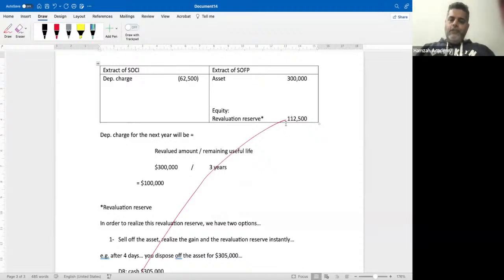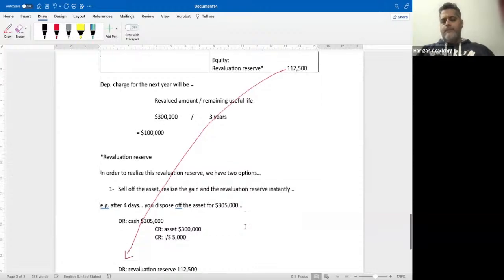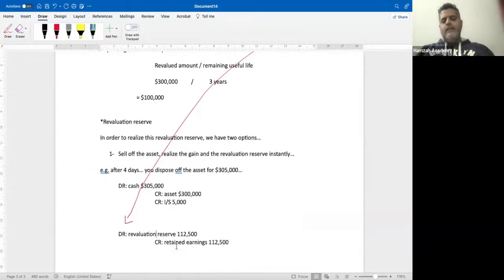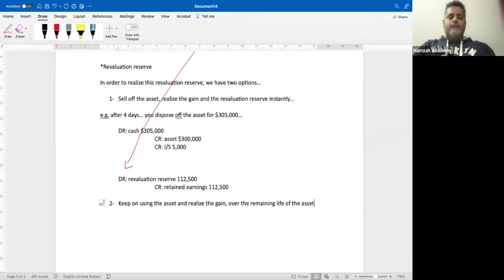Now, if we want to realize this gain, we have two options. One, sell off the asset, realize the gain, and the revaluation reserve instantly. We straight away sold the asset, we realized the gain, and this gain straight away went to the retained earnings, right? The second option: keep on using the asset and realize the gain over the remaining life of the asset.